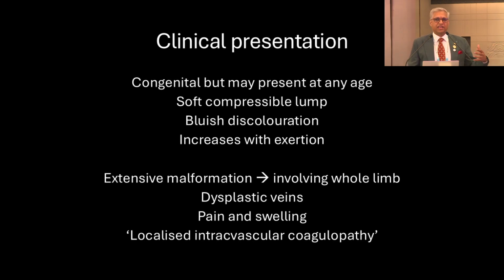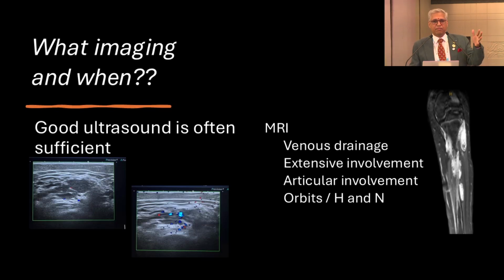But then you also have the extensive ones, which may present with disfigurement, swelling, limb malformation involving the entire limb or perhaps even the entire body. So there are large dysplastic veins. These often present with pain and swelling, and the pain may be related to either microthrombi, microinflammation within the tissues, or extensive inflammation, leading to what was earlier described by Aparna, localized intravascular coagulopathy. And the treatment really is focused on minimizing and mitigating the symptoms arising thereof.